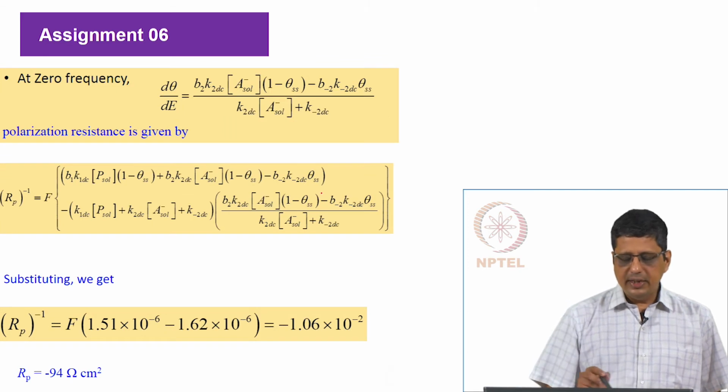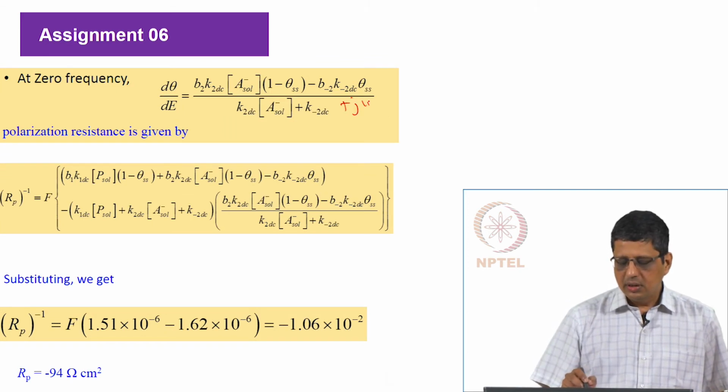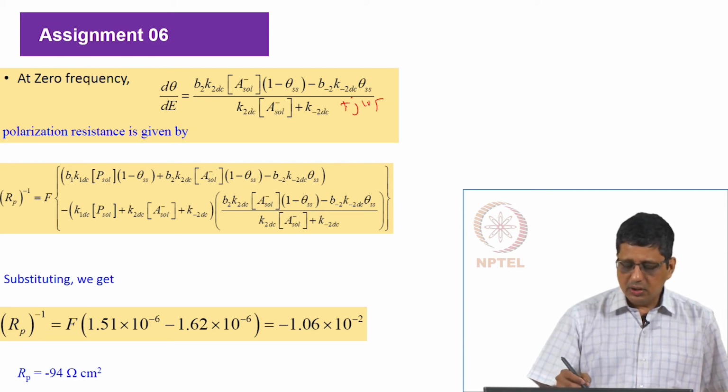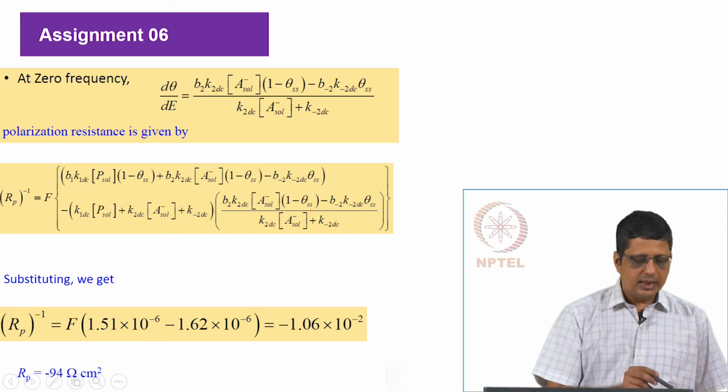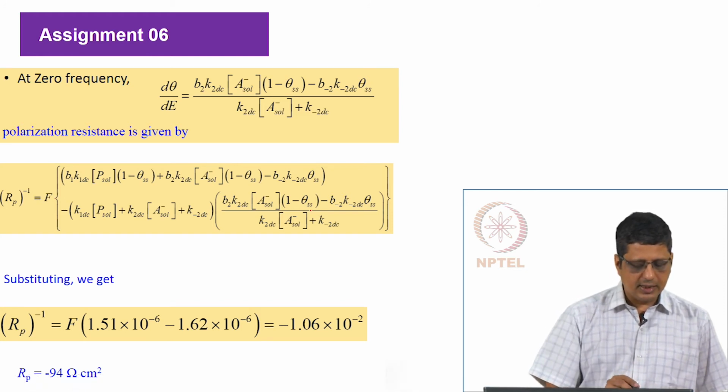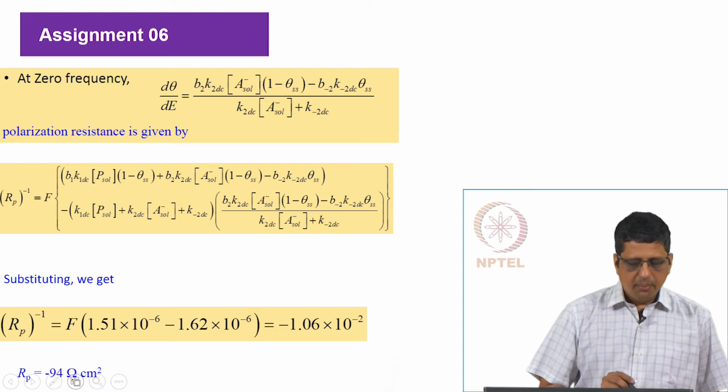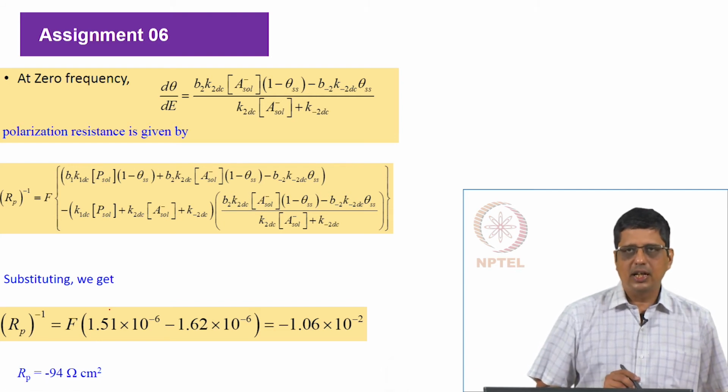At 0 frequency, you can simplify d theta by dE to some extent. Omega tends to 0, this will go away, and you can substitute for these values and calculate the Faradaic impedance. That is essentially going to be polarization resistance. Main point to note here is that it is a negative value.